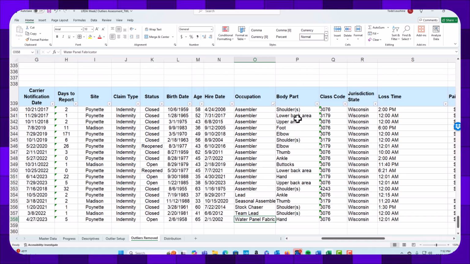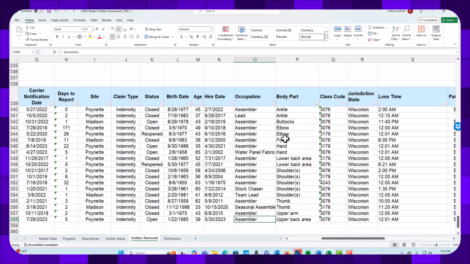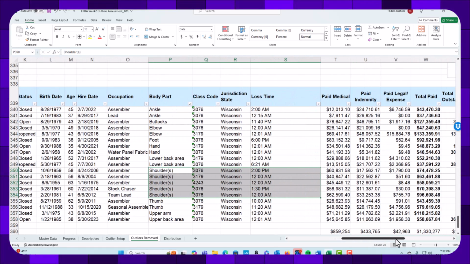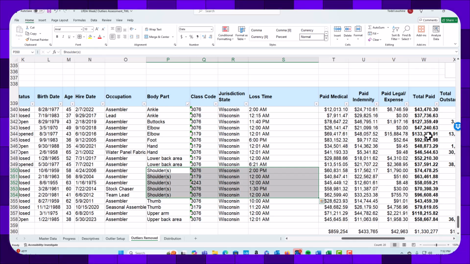Assembler. That's all interesting. Any body part consistent? Ankle, butt, elbow, foot, hand, low back, shoulders. Shoulders, that's interesting. How much are these? Because I've heard the shoulders are getting expensive.